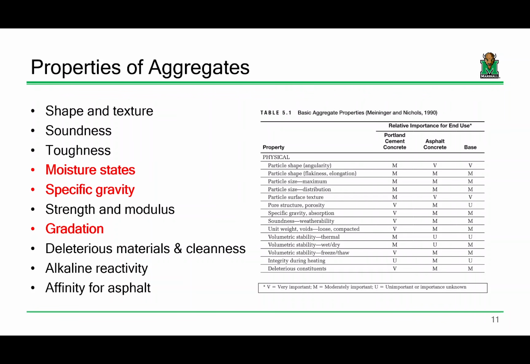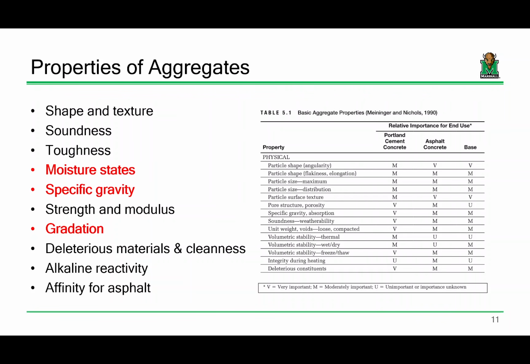Well, because asphalt is placed as a hot mix, right? So it's going to be hotter. So it's a little bit more important for an asphalt than it is for a concrete. What about for a base? We don't really care. But that being said, some of the other properties are very important.